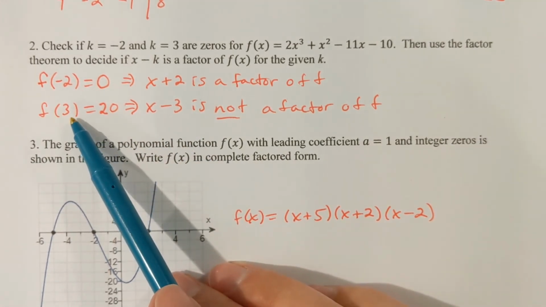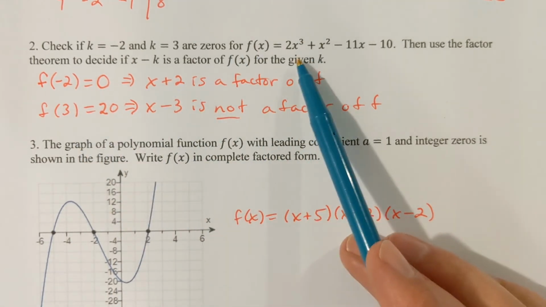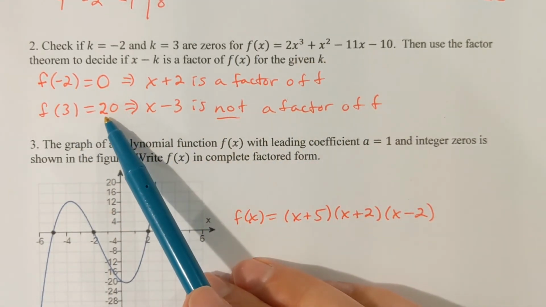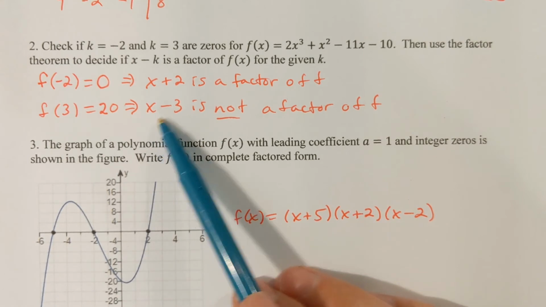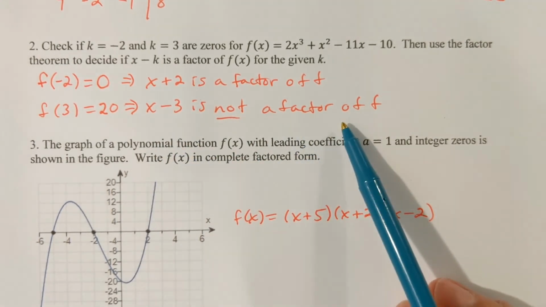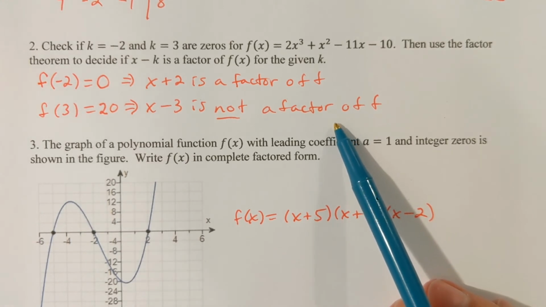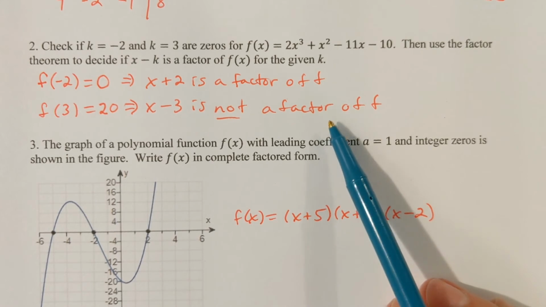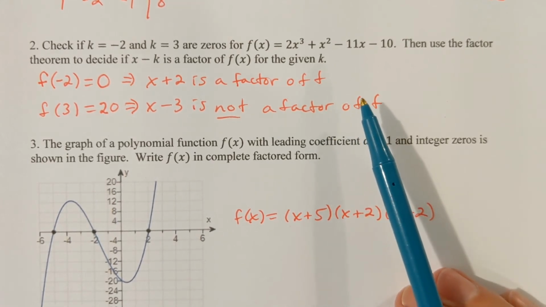3 would not be a 0, since when you plug in 3 into the function, you end up getting 20, and therefore x minus 3 would not be a factor of f. Okay, so there's a connection between zeros and factors for these sections that we'll be using in a lot of the problems.